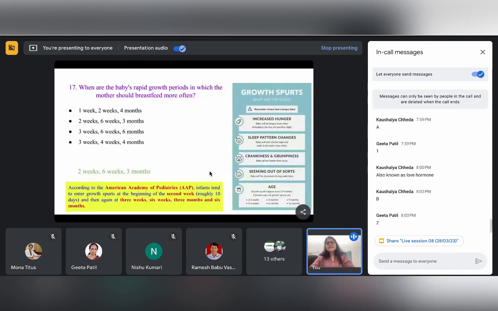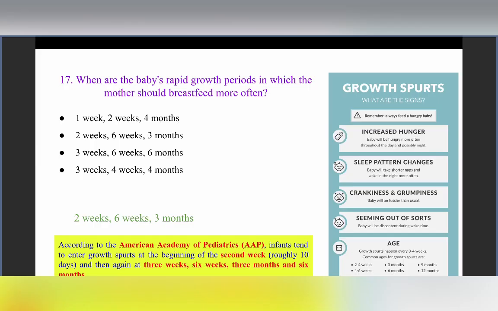Yes, so the answer is 2 weeks, 6 weeks and 3 months. And apart from that, we know that it is a continuity of say 2 weeks, 3 weeks, 6 weeks, 3 months and also 6 months. So we'll move on to our next question.